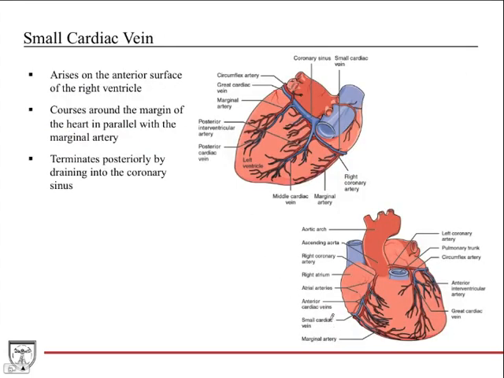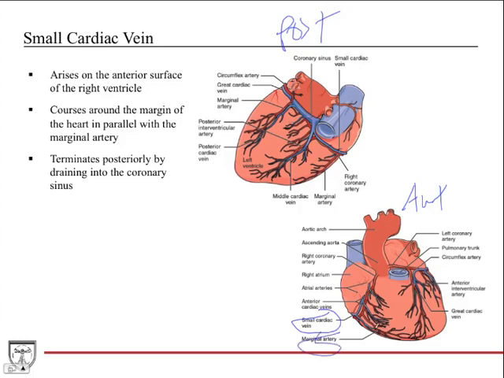So the small cardiac vein, you can see it here again, starting on the anterior surface. Here's the posterior surface. It arises on the anterior surface of the right ventricle, and then it courses around the margin of the heart in parallel with the marginal artery. So you can see that here.